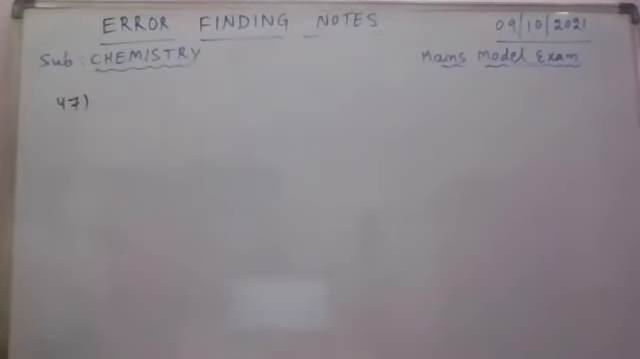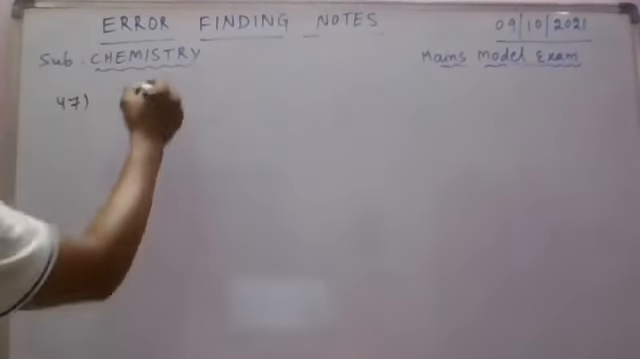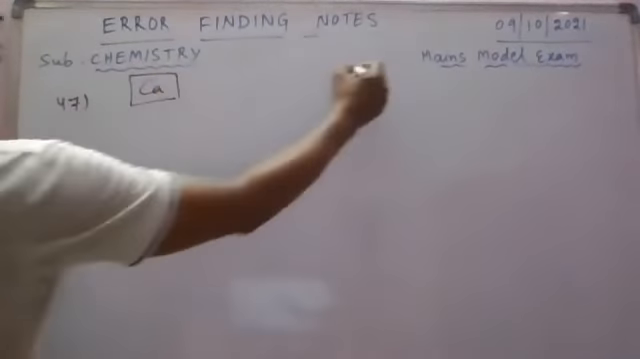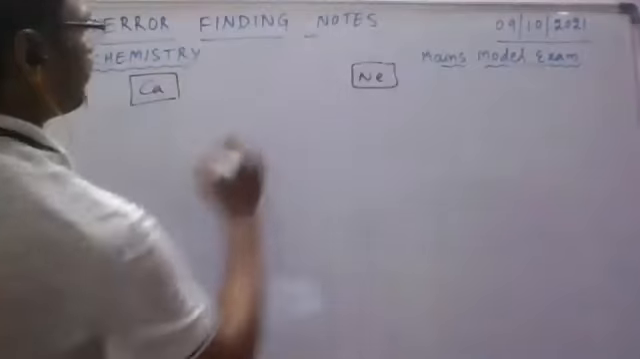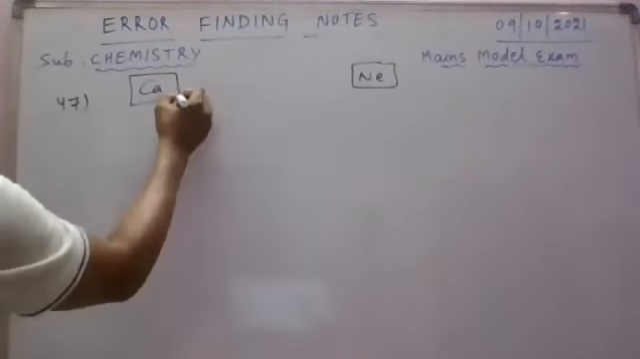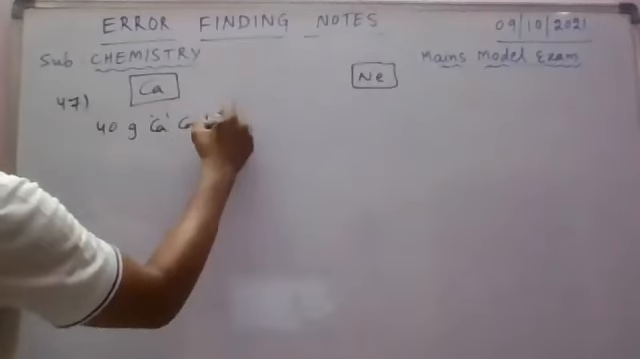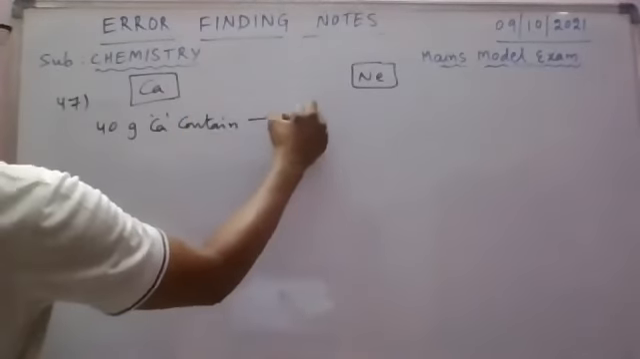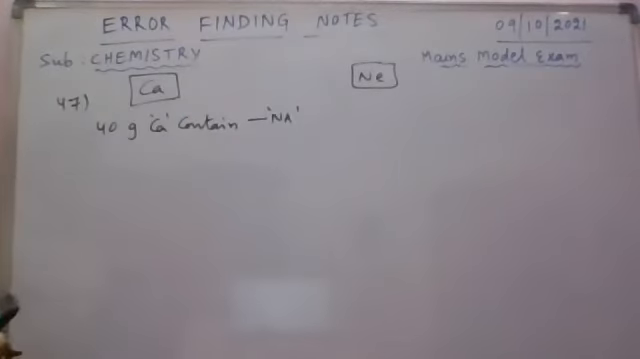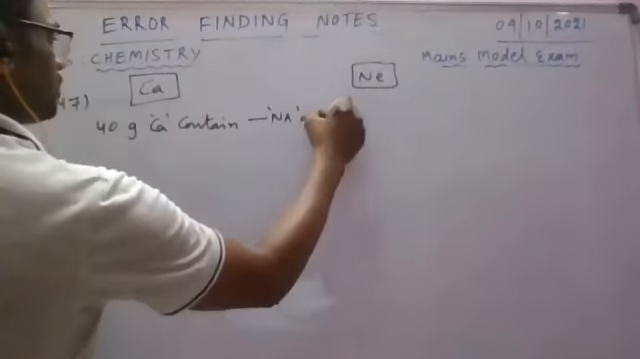Question number 47. Here the weight of neon will have the same number of atoms as 4 grams of calcium. So here calcium and neon are given, two elements. Here 40 grams of calcium contains Avogadro number of atoms.